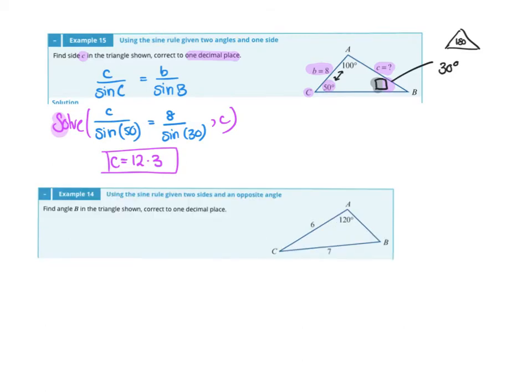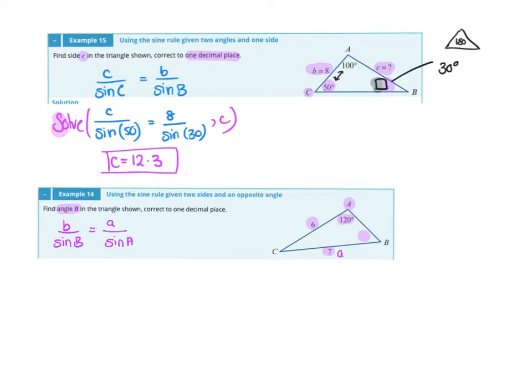Okay, so let's try this one. This one they want me to find angle B. So this is going to be the question, so I definitely need side B. And if I look, I've been given A, and this would also be side A. So I've been given both of them. So that is the two rules I'm going to use. I'm going to use b over sine B equals a over sine A.